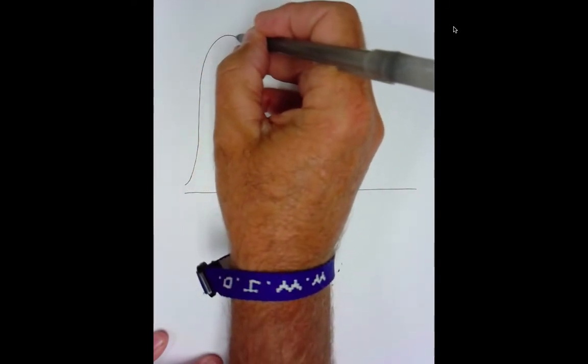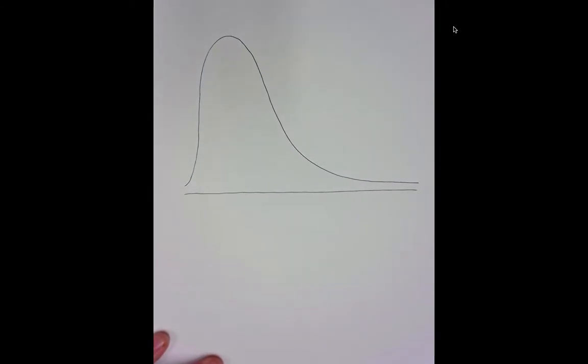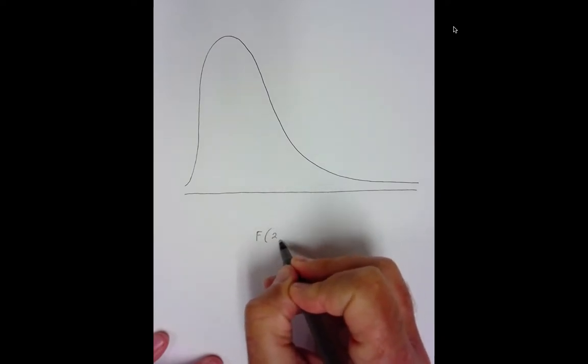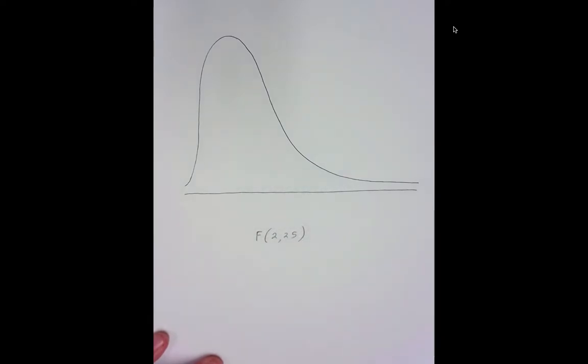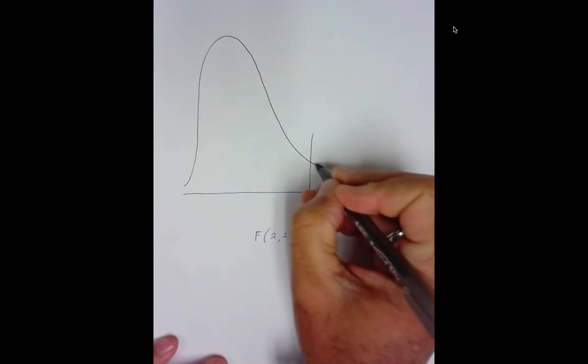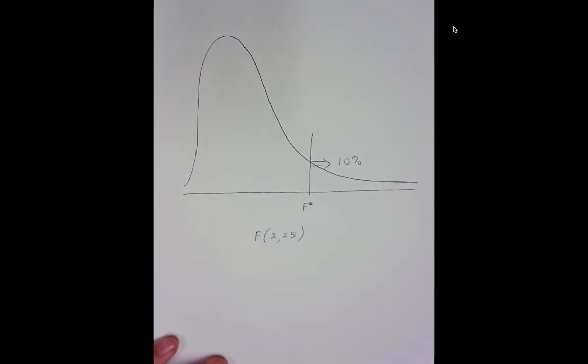The F distribution, depending on the degrees of freedom, is going to look something like this. And I can tell you from experience that this would probably be close to the F distribution, degrees of freedom 2, 25. Now, what if we want to find an F value right here that has 10% of the distribution to the right of that?